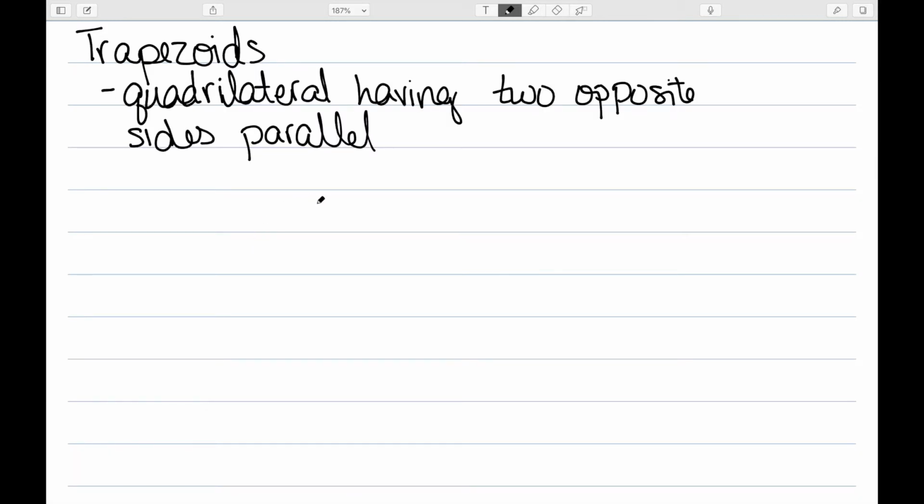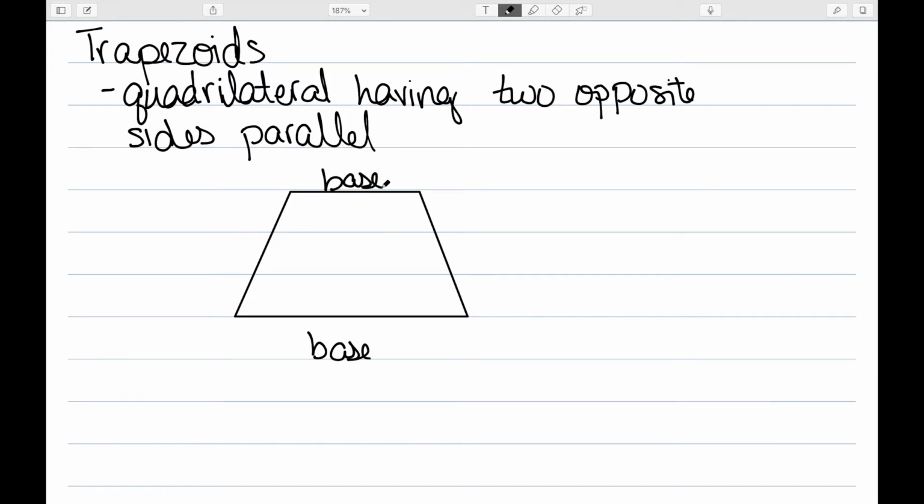In this video, I want to talk about medians, and I'm going to start by defining a trapezoid. A trapezoid is a quadrilateral having two opposite sides parallel. So of my four sides, at least two of them need to be parallel, and then the other sides will connect those parallel segments, such as this. My parallel sides are called my base, or my bases, and the other sides are called the legs.